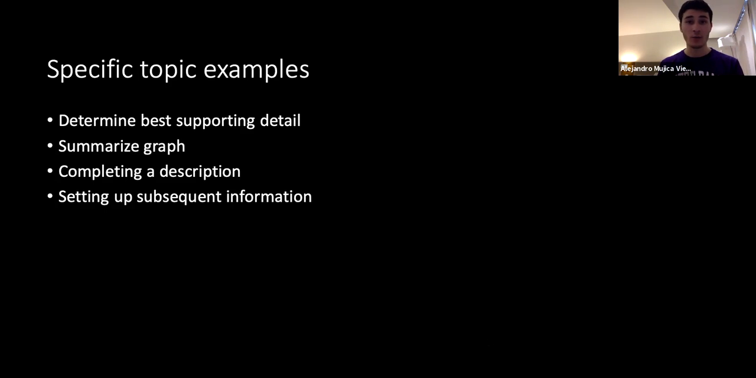Then you'll get the graph summary question: summarize the graph or analyze the graph, and use the accurate representation of the data or something like that. Then you'll have a completing-a-description type, where you have part of a sentence that is not underlined, and then an underlined part that comes after, and you have to complete the information that the sentence is giving. And then you'll have, for example, a sentence that sets up subsequent information, and it'll ask you which is the best choice to set up the information that follows, or something like that.